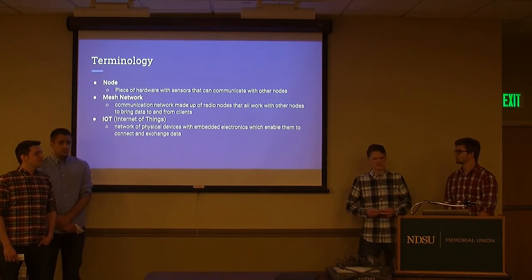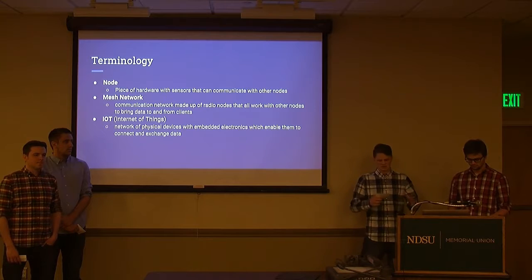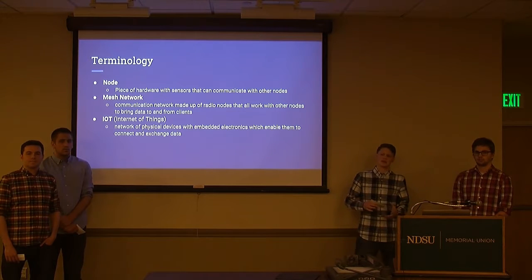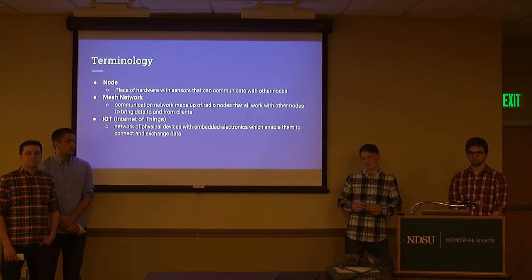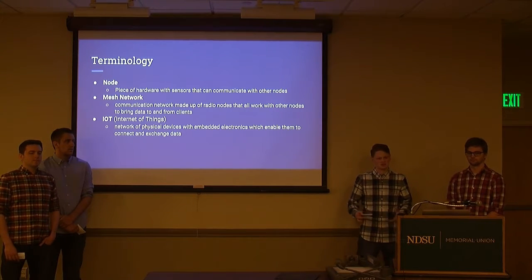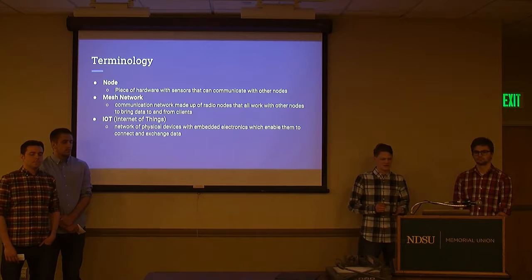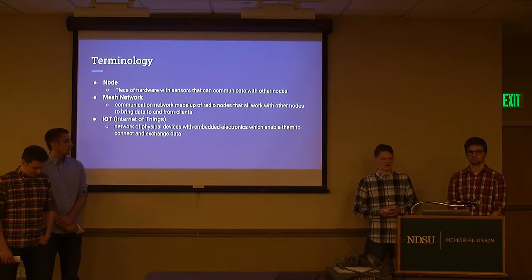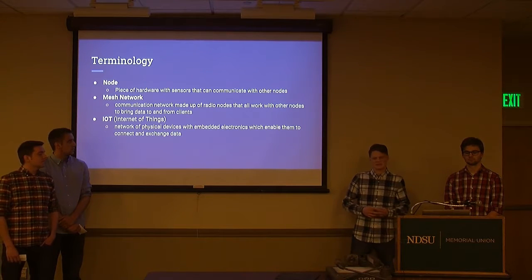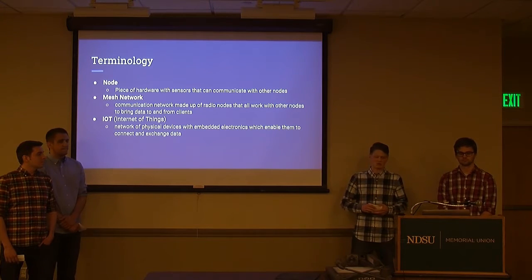Alright, so just some brief terminology that most people will probably know. When we say node, we're talking about a piece of physical hardware that likely has sensors that can communicate with other nodes. A mesh network is a communication network made up of a bunch of radio nodes that all work together to transport data to and from a client and throughout the network. Internet of Things, or IoT, as most of you probably already know, is the idea of a network of physical devices that each have some sort of embedded electronics that allows them to communicate and connect with each other.